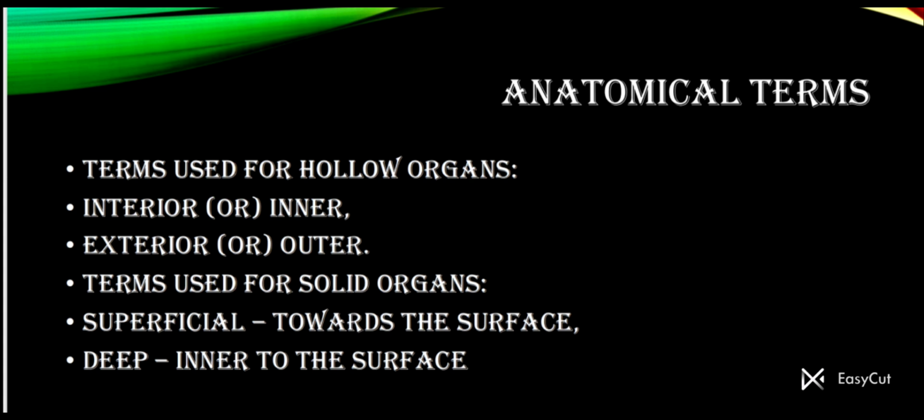Then the terms used for solid organs. The special terms used for solid organs are superficial and deep. What are the terms used for solid organs? Superficial and deep. Superficial means towards the surface. Deep means inner to the surface. Those are the terms used for solid organs.